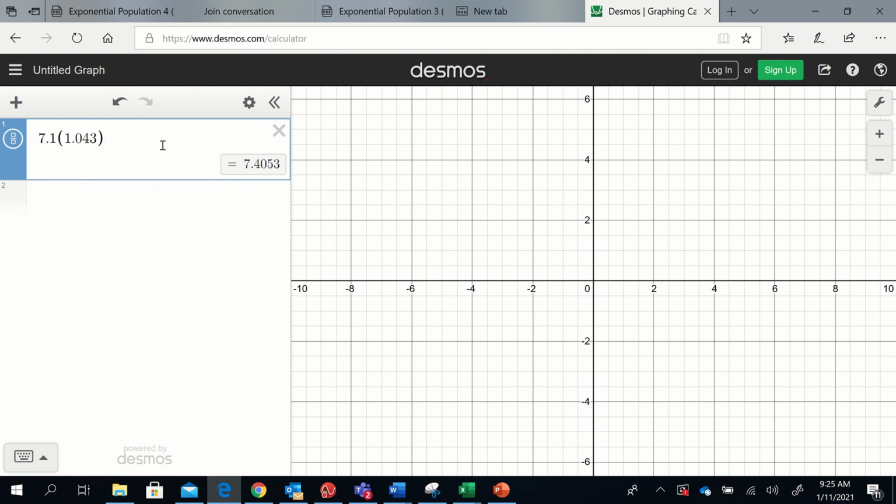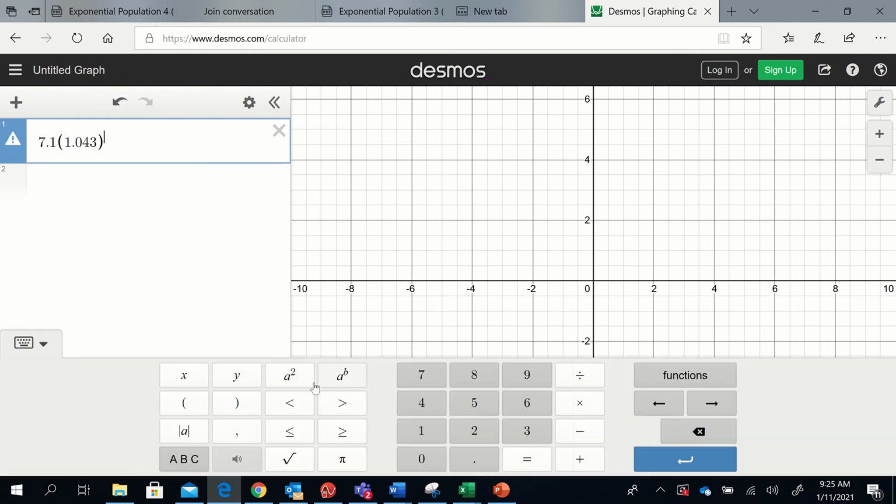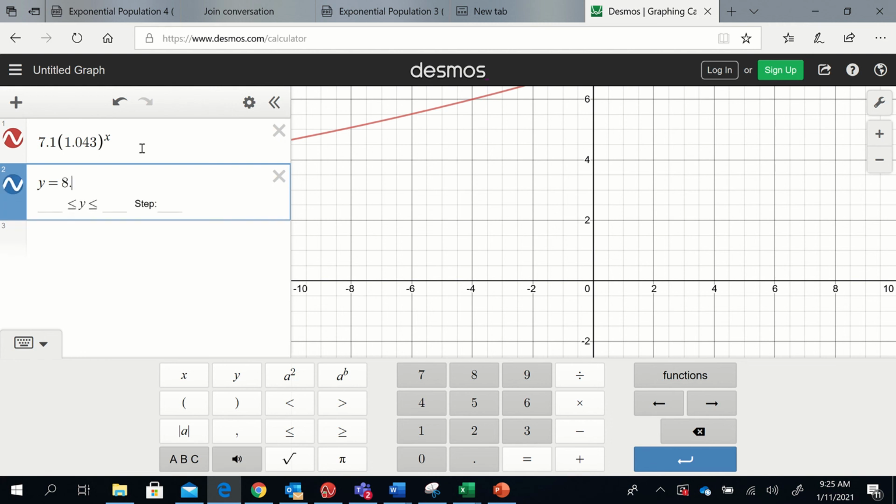Now it's going to be taken to a power. I'm going to press Shift and the number 6, or I can do the AB button, which gives me the same thing. And it's going to be x, and I'm going to hit Enter. Now I want to see where it crosses. So this is the other thing. I know the end result is y equals 8.73.